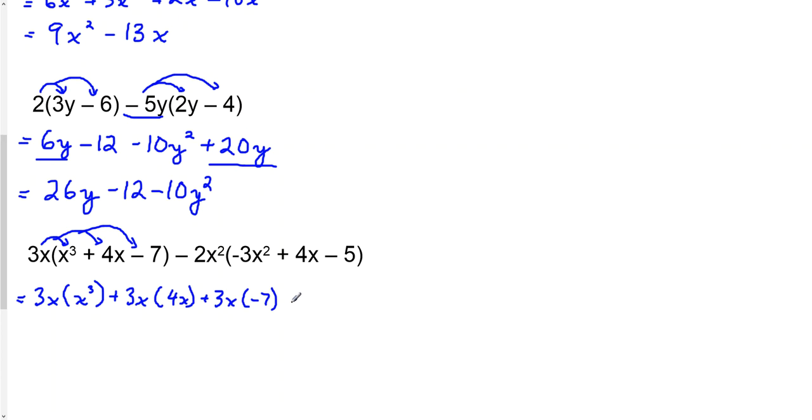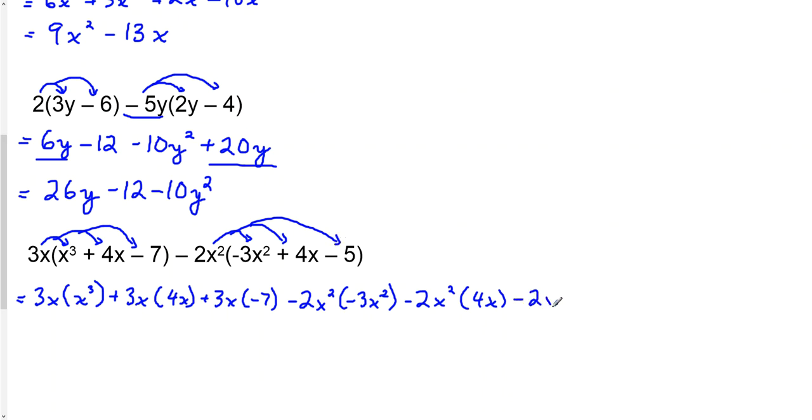For the second bracket, it's going to be negative 2x squared times negative 3x squared. Then negative 2x squared, remember that sign always stays with the term that it's in front of. So negative 2x squared times 4x. And then again that negative 2x squared times negative 5.